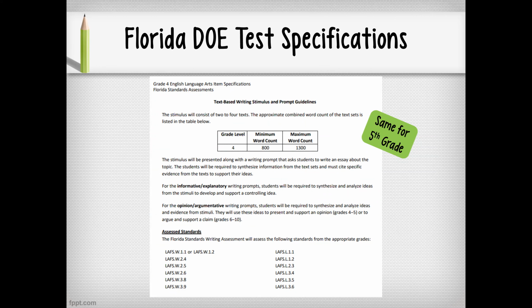So this is really interesting. If you ever wanted to put together a practice assessment where you pulled a text set and created a prompt, the guidelines that the state follows is a minimum word count of 800 total and a maximum of 1,300 total. So whether there are 2 texts, 3 texts, or 4 texts, we know that it will never be less than 800 words, and it will never be more than 1,300 words. And that is the same number for 5th grade as well.